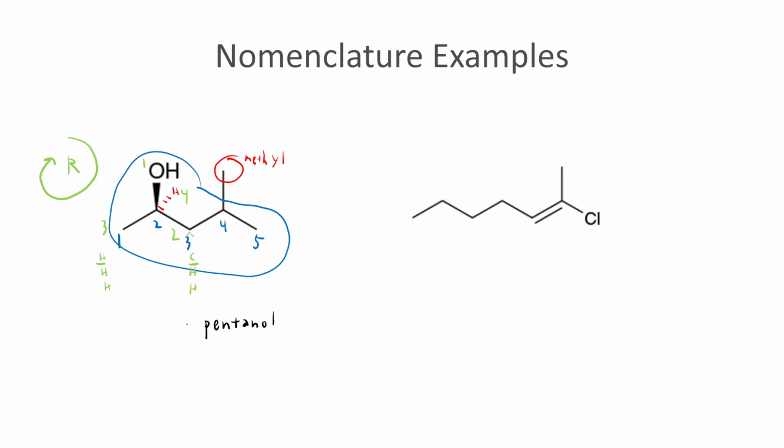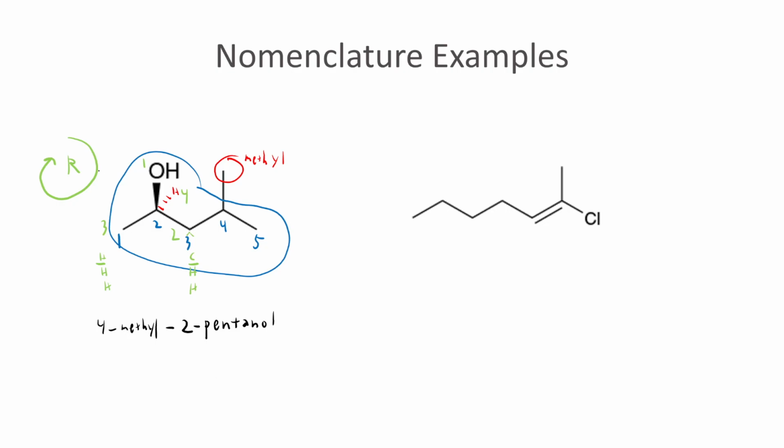The alcohol is positioned on the 2nd carbon, so we're going to say 2, and we separate the letters and numbers always with dashes. We say 2-pentanol. That's the name of the parent chain. Then we've got one substituent here, which is methyl. So that methyl is on the fourth carbon, so we're going to say 4-methyl-2-pentanol.